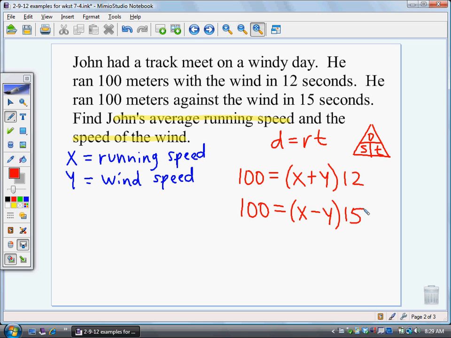Okay, well now these two equations, to make this easy, what I'm going to do is take each of those equations, and I'm going to go to the next page here.